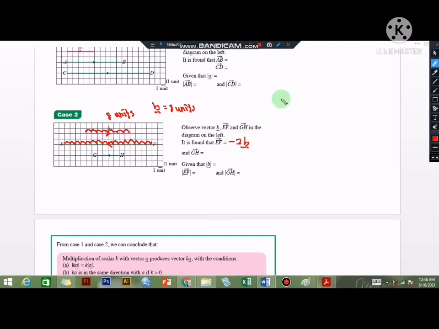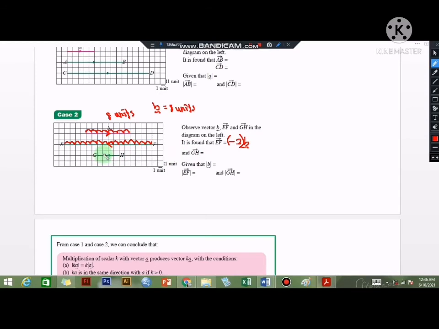Like this. But you cannot do it like this. You need to put a bracket around the value here because there is a negative, so you need to put the bracket. Now let's look at vector GH.